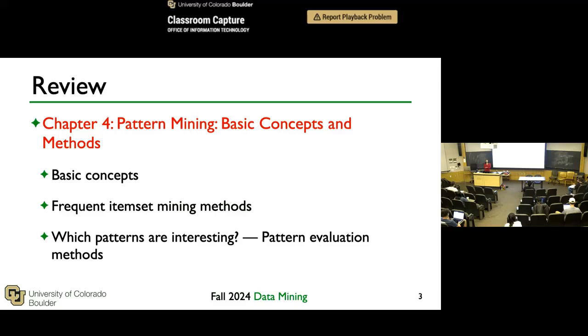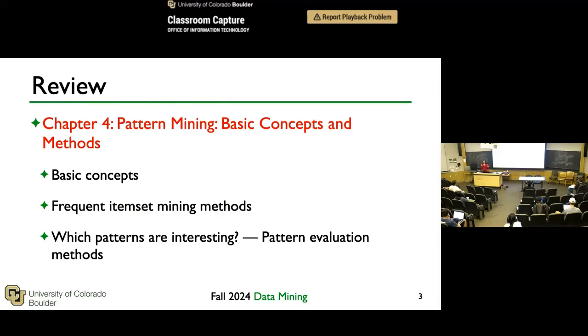So in the previous section, we finished the last bit of chapter 4, which is basically talking about how you evaluate whether a pattern you have found is interesting or not. So we were talking about correlation. There are actually quite a few different metrics you can use to measure correlation. They have different properties. The main thing is about null transactions, so whether your metric is considering null transactions or not.